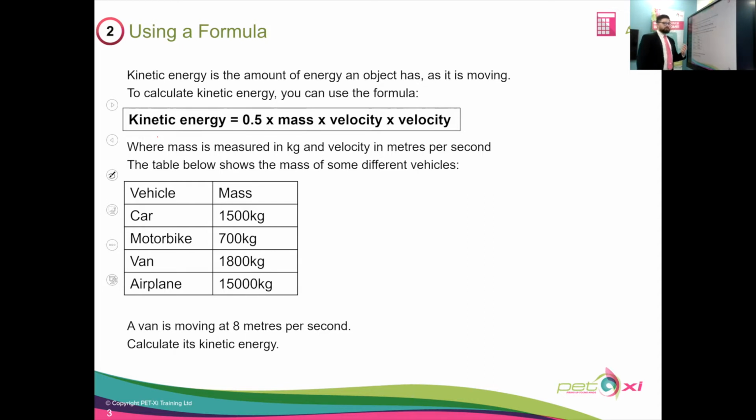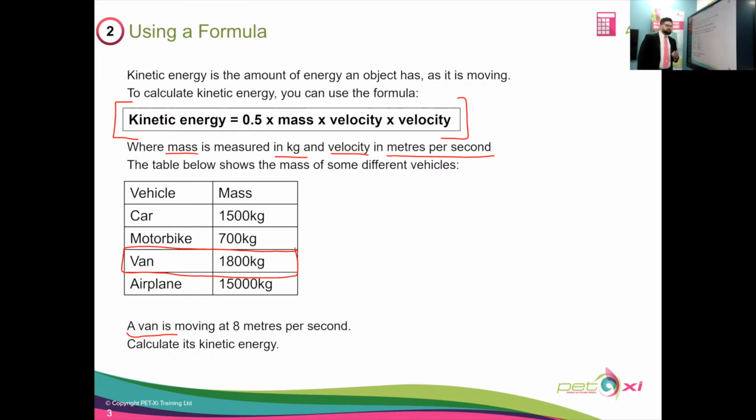So first of all, let's go through the question again and highlight any key information that we may need. So we know that we're going to need to use this formula because that will help us to establish exactly what the kinetic energy is. The mass is measured in kilograms and velocity is measured in meters per second. Now, with the table below, we're going to look at the vehicles, and we know that we need a van. So we're going to highlight van within the table as well. And we can see there that the van's mass is 1,800 kilograms.